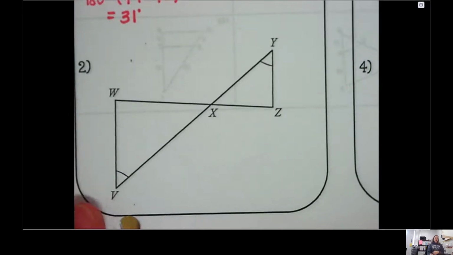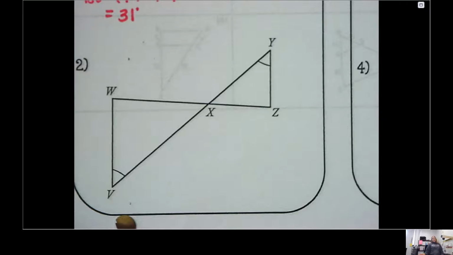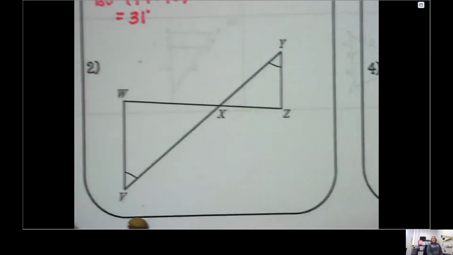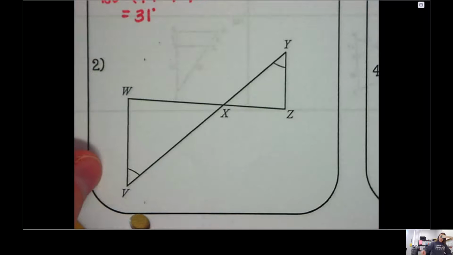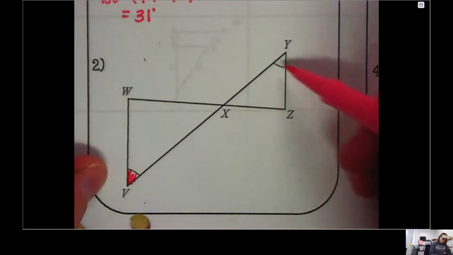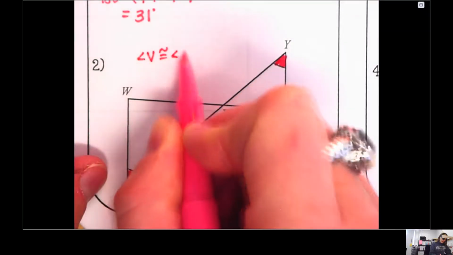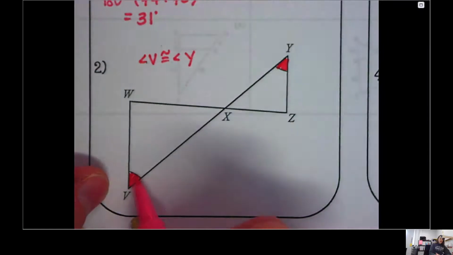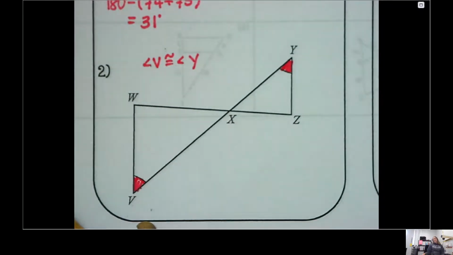All right, number 2. Do you have in these two triangles at least one pair of congruent angles? Yes. Which two angles are the same? Angle V and angle Y are the same. Good. So I'm going to write up at the top, just so I remember, angle V is congruent to angle Y. Now, you need two pair of congruent angles to prove that triangles are similar. I only have one pair. Is there a second pair in that picture? Yes. Which ones? W and Z.